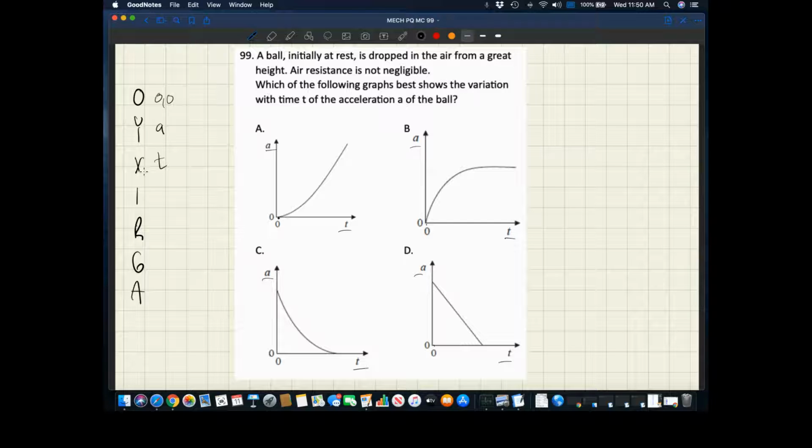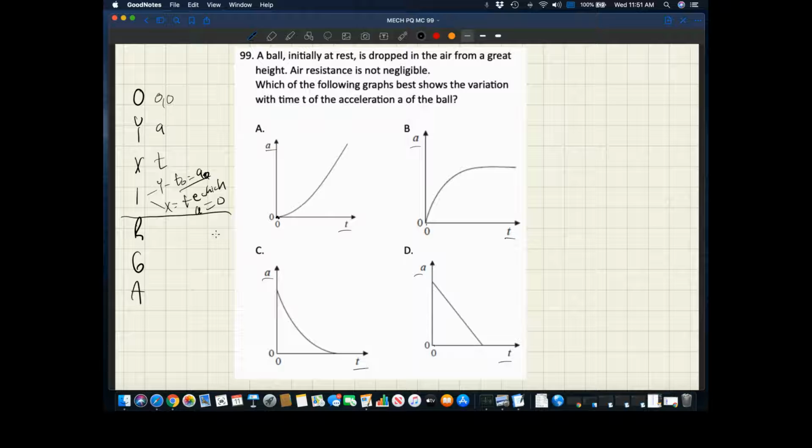Now the intercepts. So the intercepts would mean at time 0, so the y-intercept at time 0, it's the acceleration, so it's the a0. And the x-intercept would be the time at which the acceleration equals 0.